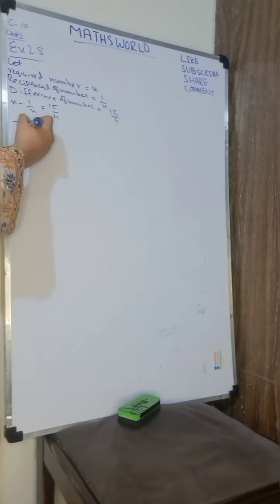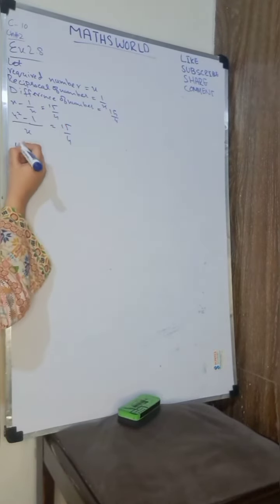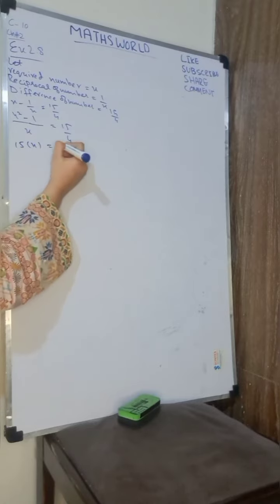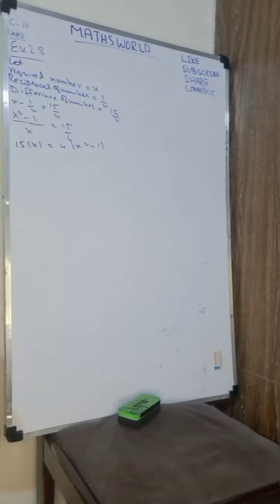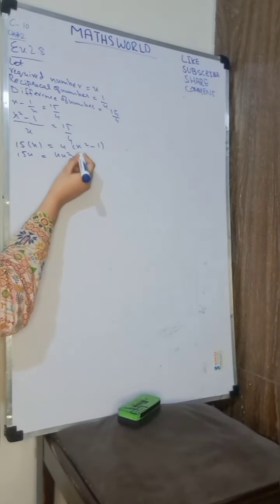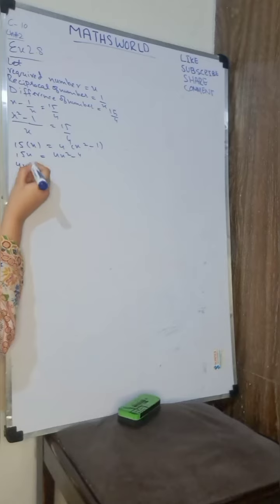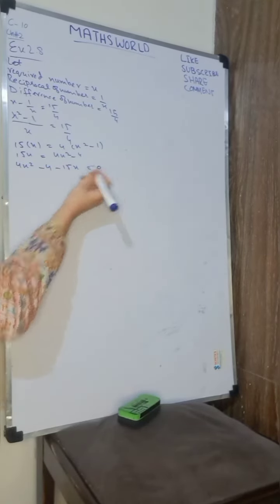x, x square minus 1 over x equals 15 by 4. Simply, cross-multiplying: 15 into x and 4 into x square minus 1, so 15x and 4x square minus 4. So 4x square minus 4 minus 15x equals 0.